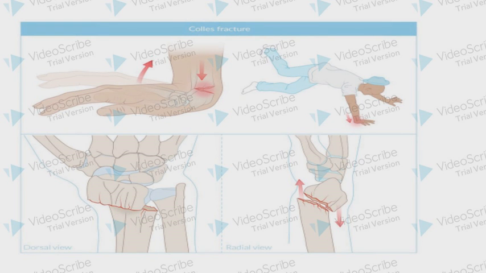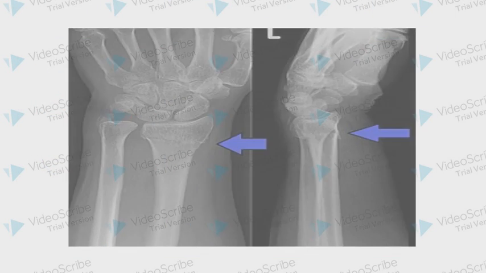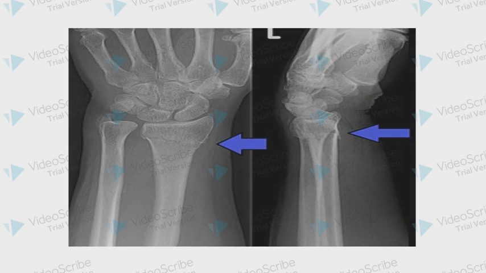Some of the complications could include compressive neuropathy, post-traumatic arthrosis, and Volkmann ischemic contracture. This is the X-ray image which shows the Colles fracture.